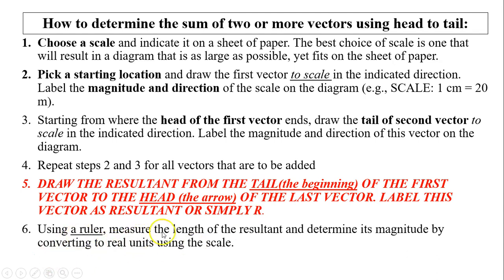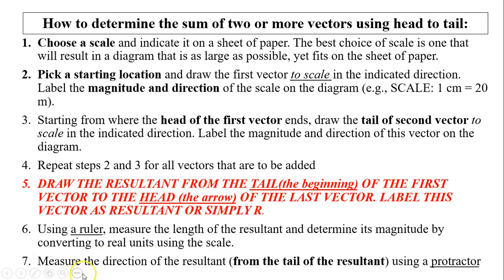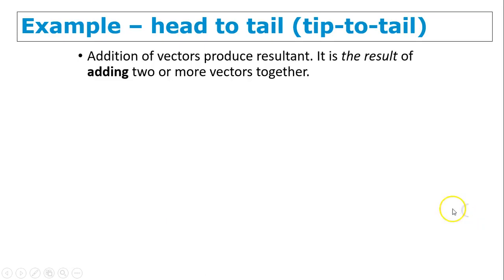Use a ruler to measure the length of the resultant and determine the magnitude by converting to the real units using the scale. Finally, you have to measure the direction using a protractor. Always measure the direction from the tail of the resultant. From there, you determine the direction.